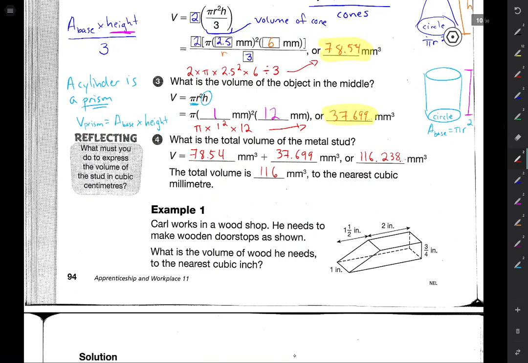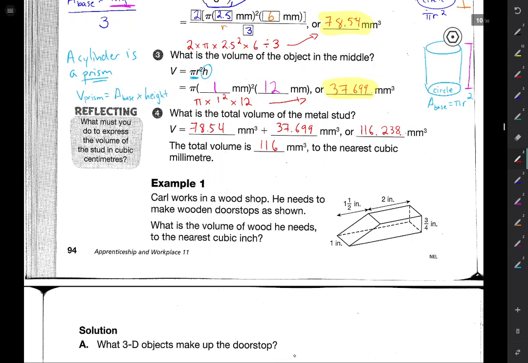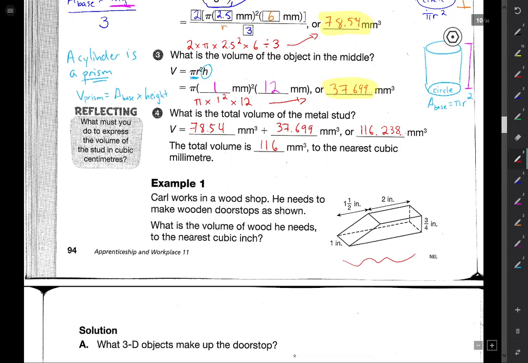In the next example, we have Carl working in a wood shop and he needs to make a wooden doorstop as shown. What is the volume of wood he needs to the nearest cubic inch?